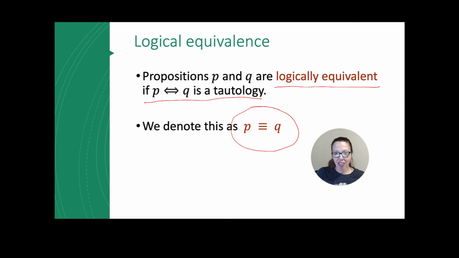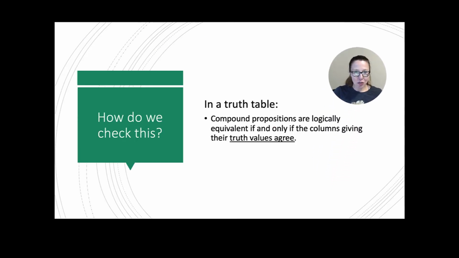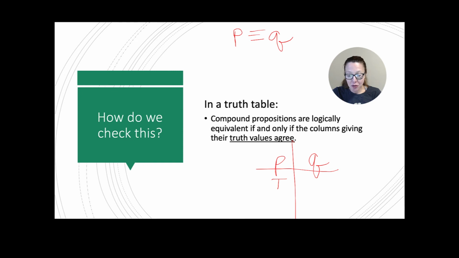And how do we check that? Well, we can use truth tables, which we've done throughout. Compound propositions are logically equivalent if and only if the columns giving their truth values agree. So if P is equivalent to Q, then if I have a truth table, when P is true, Q is true. When P is false, Q is false.